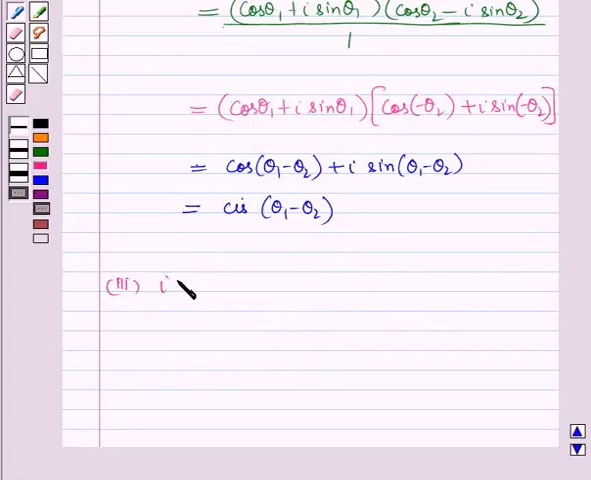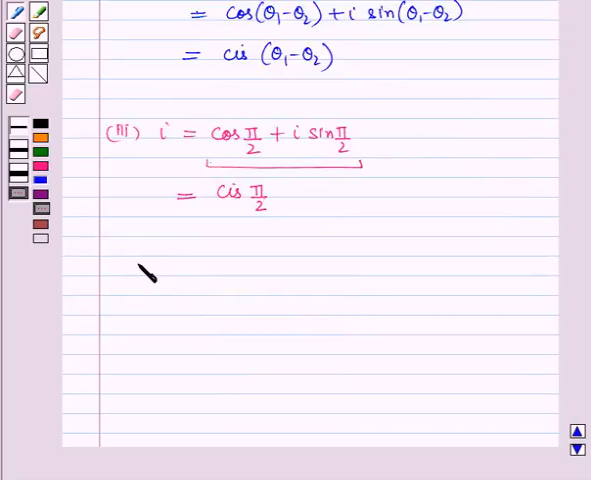And iota can be written as cos pi by 2 plus iota into sin pi by 2, as cos pi by 2 is 0 and sin pi by 2 is 1. So this is of the form 0 plus iota, which is equal to iota. Now further, this can be written as cis pi by 2. As iota can be written as cis pi by 2, so minus iota can be written as cis minus pi by 2.